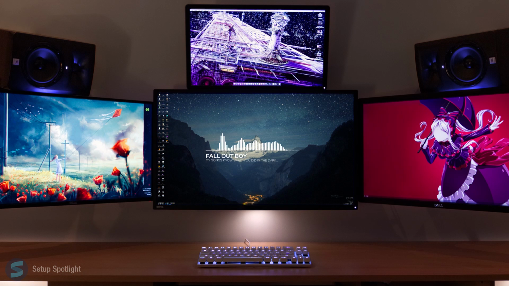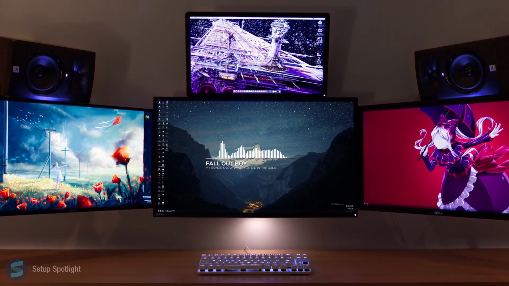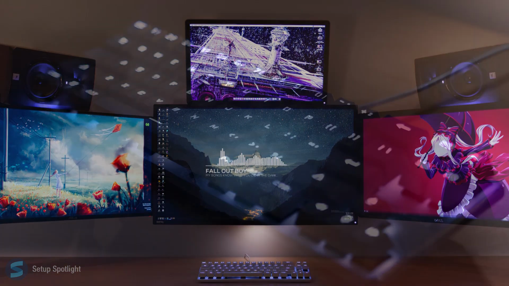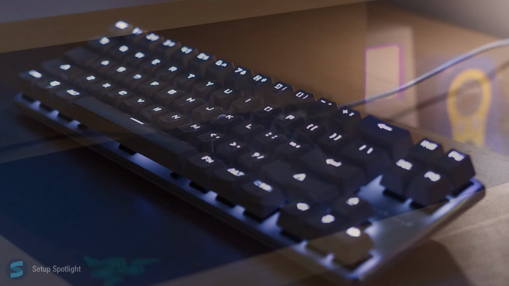Starting off with his displays, he's rocking a BenQ 32-inch monitor in the center, and off to the sides are two 27-inch monitors, and above that is a 22-inch Dell monitor. Moving on to his peripherals, he's using the Magic 4 68-key keyboard.